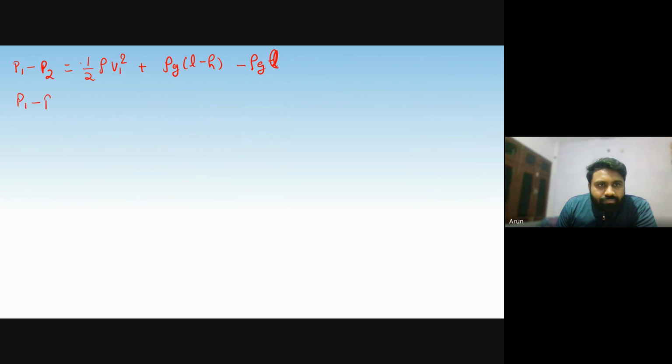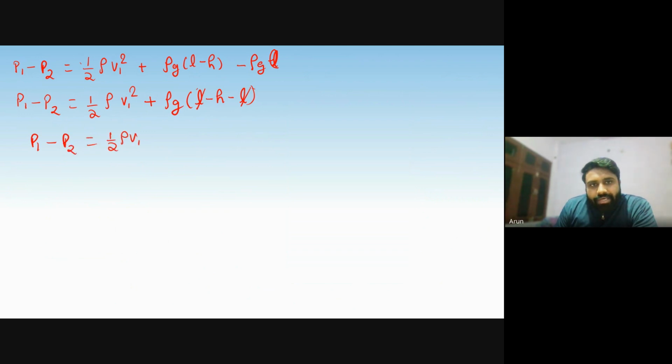P1 minus P2, 1 by 2 times rho V1 square plus, if you open this expression, you can take rho G as common. So rho G L minus H minus L. What is it? Rho GL minus rho GH. So L and L will cancel out. So P1 minus P2 is equal to 1 by 2 times rho V1 square plus rho G, minus rho G H.